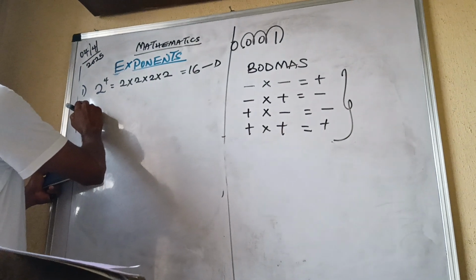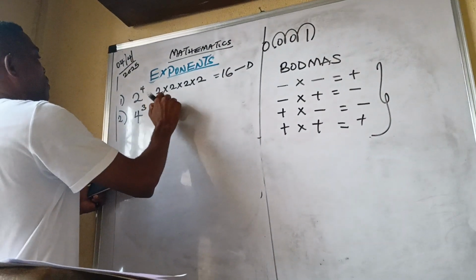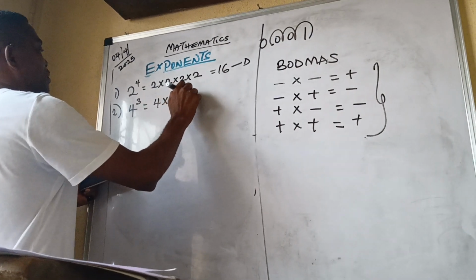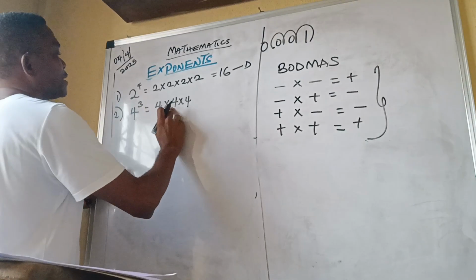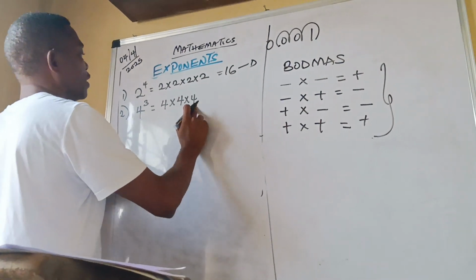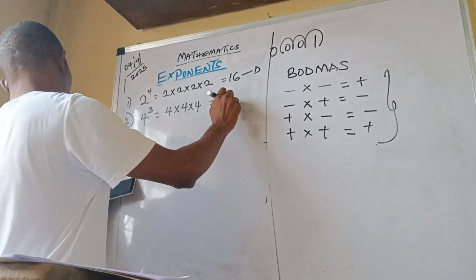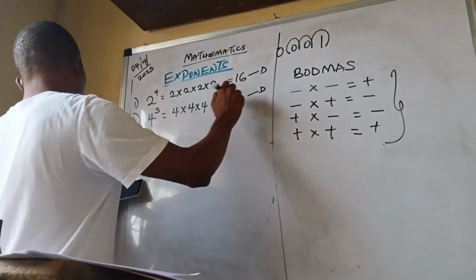Question 2, 4 raised to the power 3. It means 4 should be multiplied by itself 3 times. 4 cubed. 4 times 4 is 16. 16 times 4 is 64. And what option is that? The correct option is also option D.